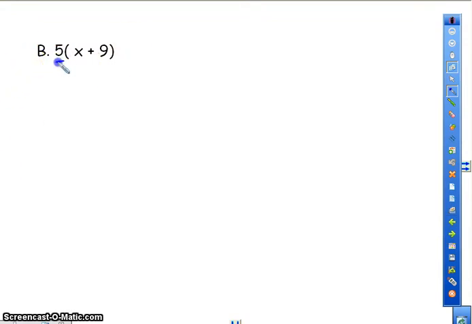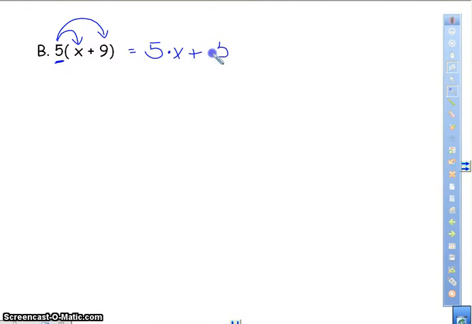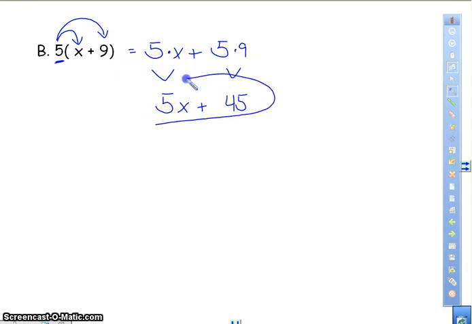Taking that 5, the number on the outside, distributing it to both the x and the 9. So I have 5 times x plus 5 times 9. 5 times x can be written as 5x. 5 times 9 is 45. Okay, and we just bring down the plus sign. Once again, we leave it like this because we do not know what x is and we cannot combine these terms.